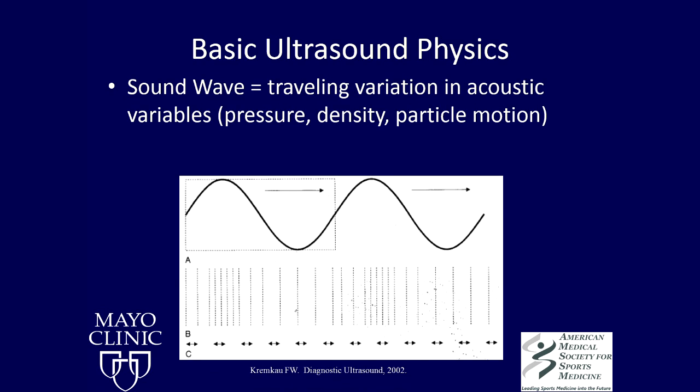Now, a sound wave is a traveling variation in acoustic variables, which include pressure, density, and particle motion. And in order for a sound wave to propagate, you have to have a medium, such as water or gel or body tissues, in order for it to move. If it's in a vacuum, such as in space, you can't have a sound wave.